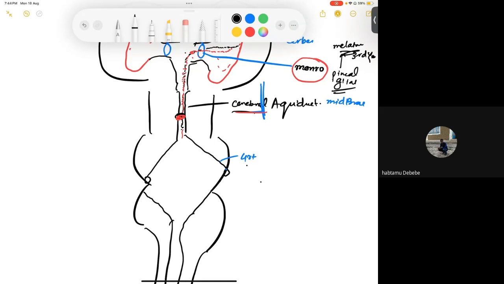Okay. So the CSF is going to come down, and via the fourth ventricle, it's going to be moving into the space which is known as your subarachnoid space. So in which space do we have CSF? Subarachnoid space. Perfect, right?